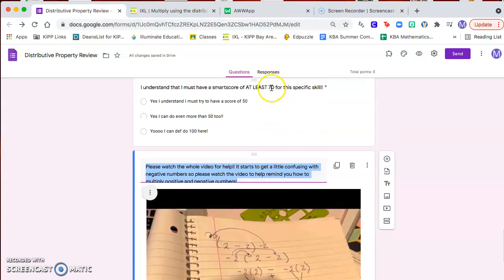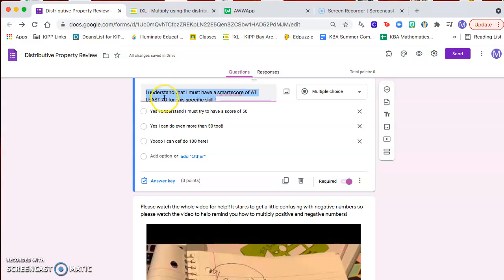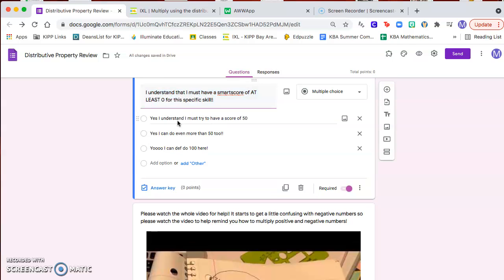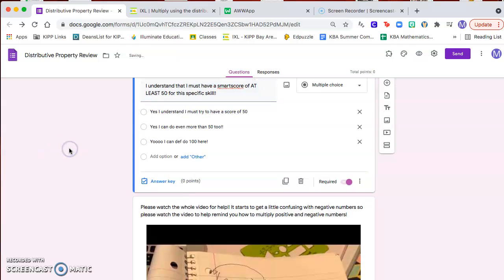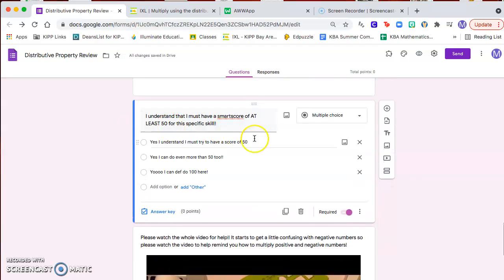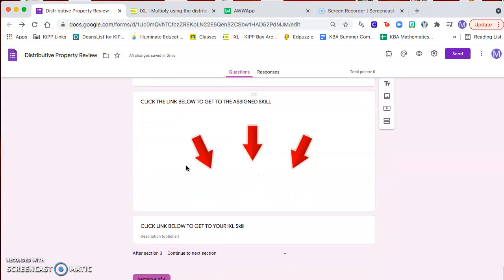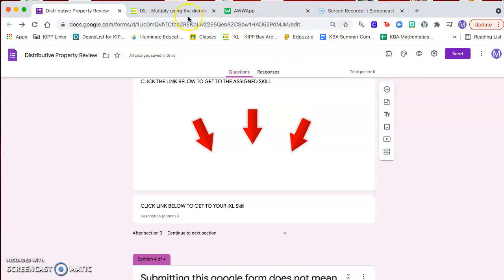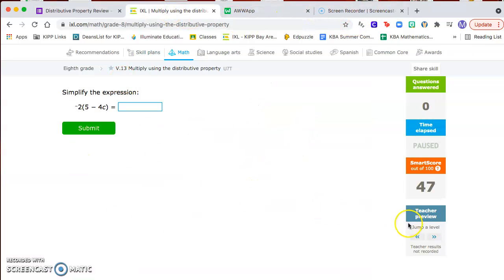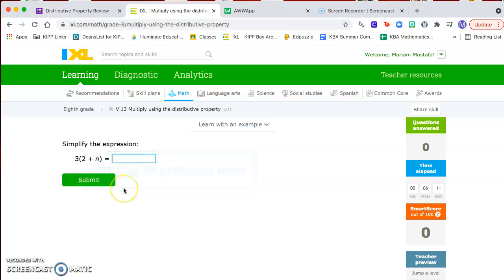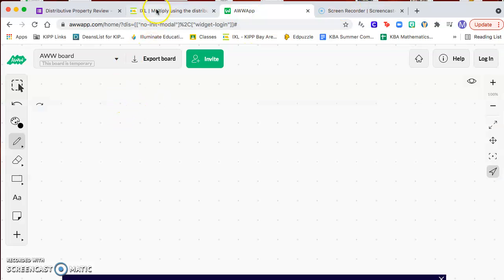Now, this says at least 70. You need at least 50 for this skill. I just want to refresh your memories here. So to get full credit, you need a score of 50. Now, what we're going to do is you're going to click on the link and it's going to lead you to this. So the distributive property, like I said, always comes with multiplication.